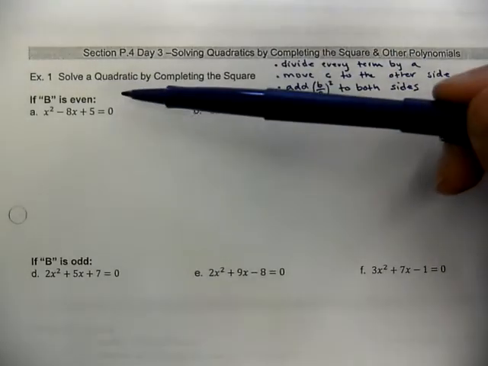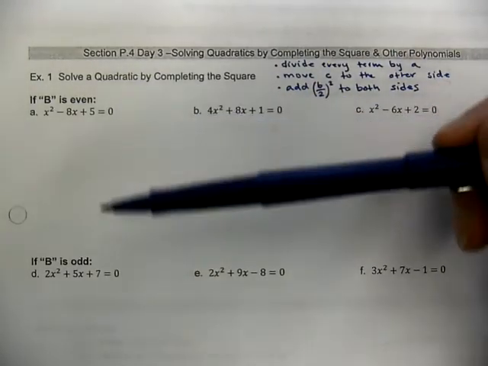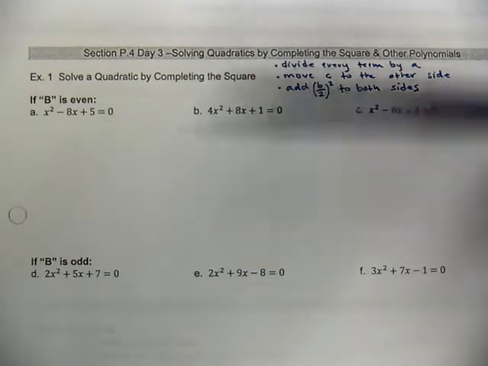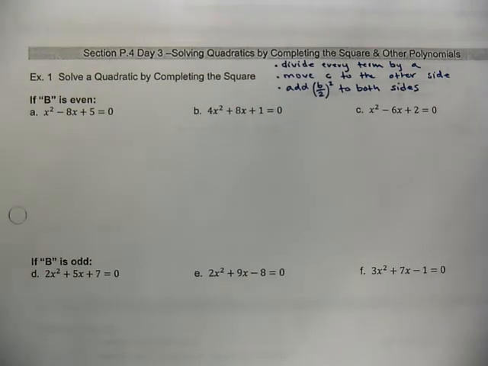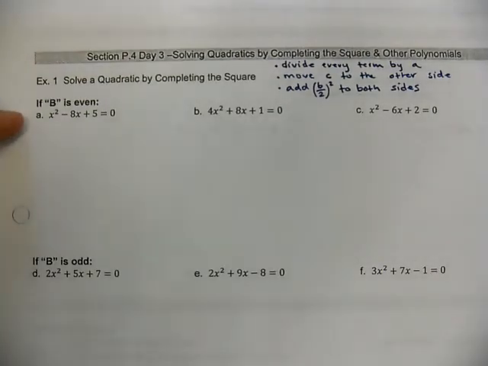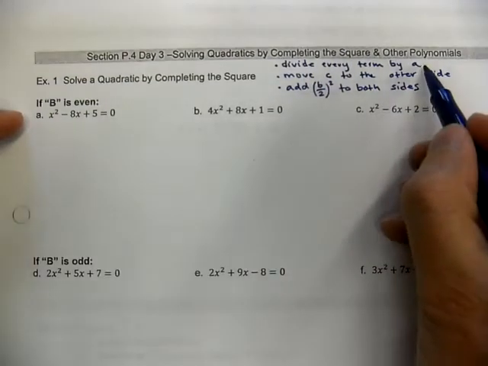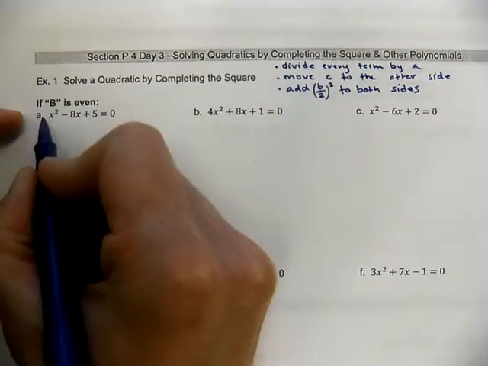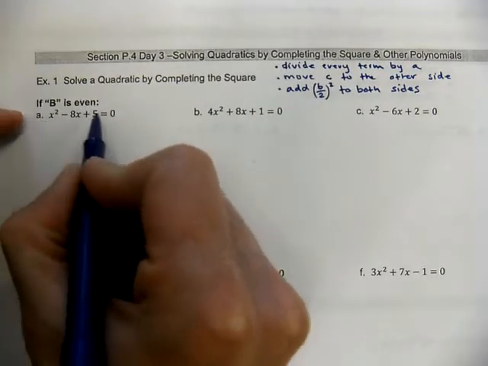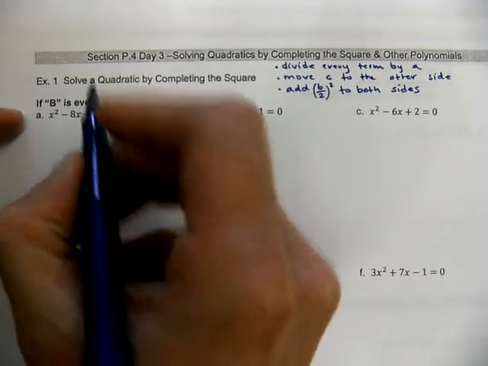We'll take a look at a couple examples where this b is even and then where b is odd, because that is what creates some odd fractions for us. So let's start off with this first row. Step number one, divide every term by a, your leading coefficient. It's already 1, so if I divide everything by 1, nothing changes.